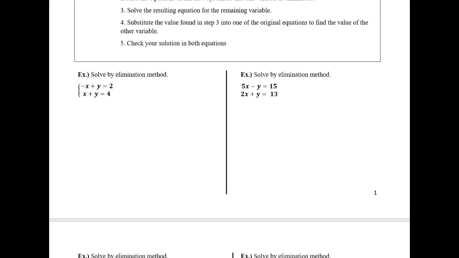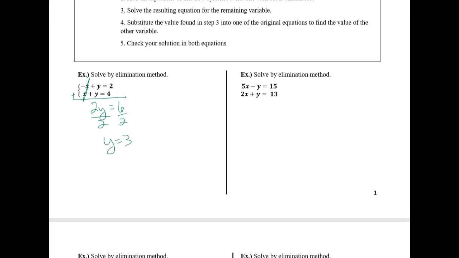I can just add the two equations together to eliminate x. So negative x plus x is 0, and 1y plus 1y is 2y. The equal sign comes straight down, and 2 plus 4 is 6. Now I have a linear equation with just one variable, and I can solve for y. So the goal is to eliminate one of the variables to get the other variable by itself. So I'm going to divide both sides by 2, and y equals 3.